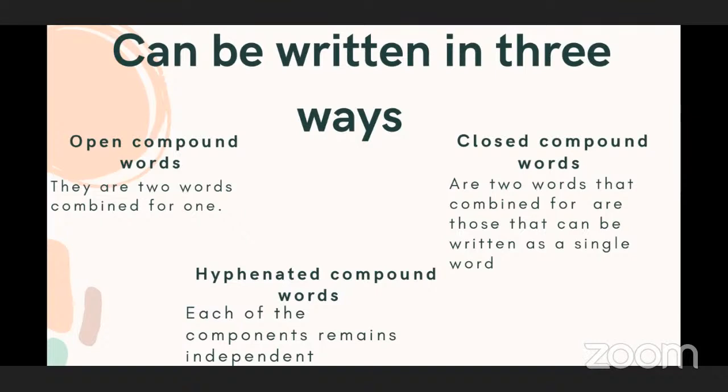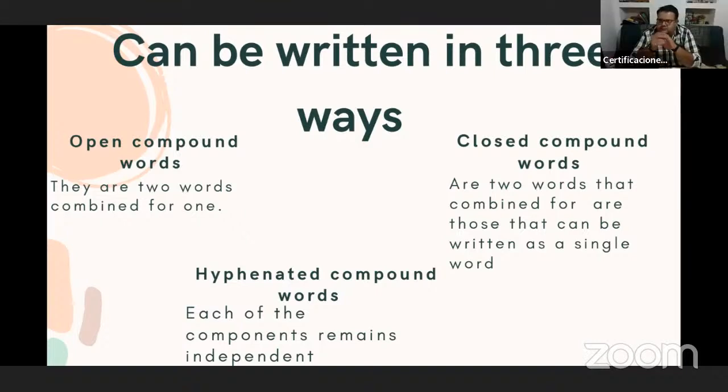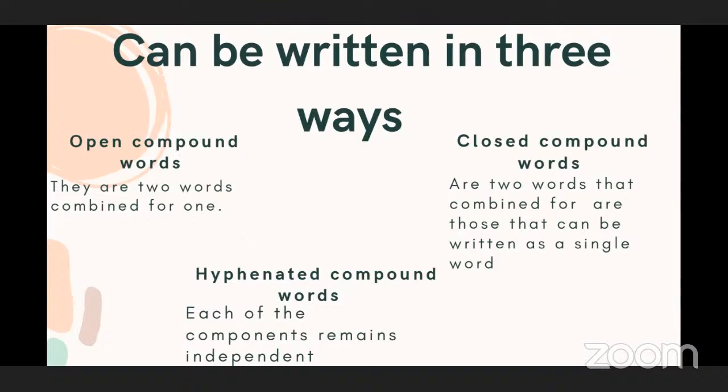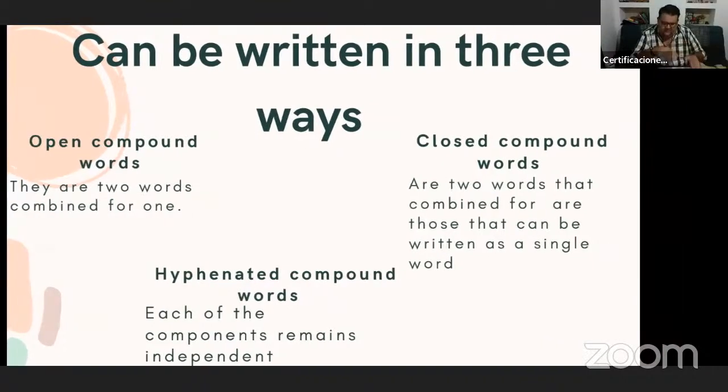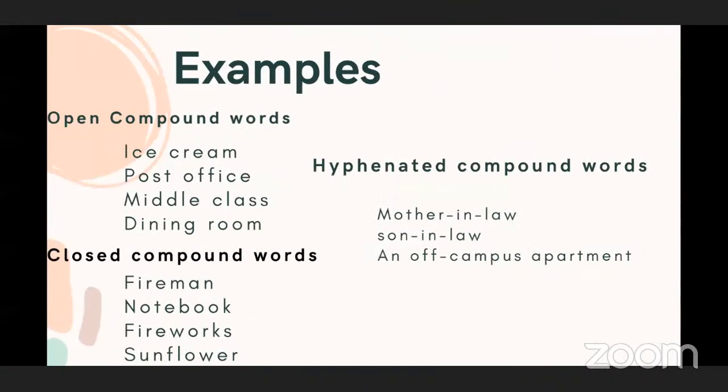It's necessary to check the grammatical structure, the apostrophe, yes. Examples of open compound words are ice cream, post office, middle class, and living room. Examples of closed compound words are fireman, notebook, firework, and sunflower. Examples of hyphenated compound words are mother-in-law, son-in-law, and on-campus apartment.